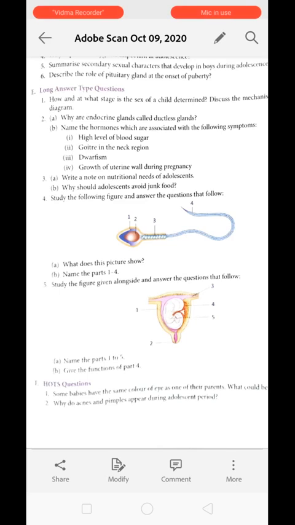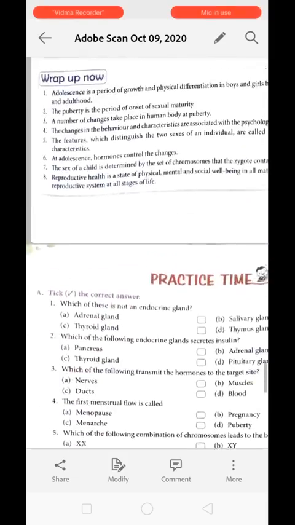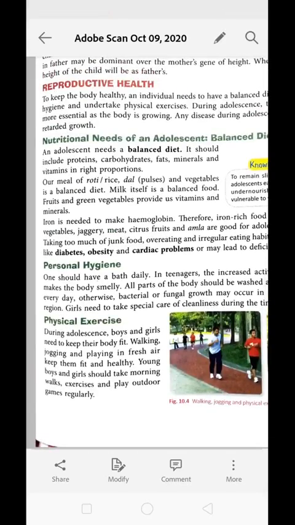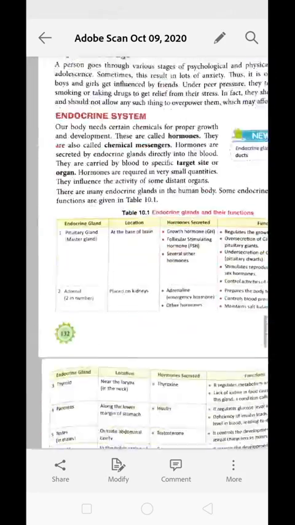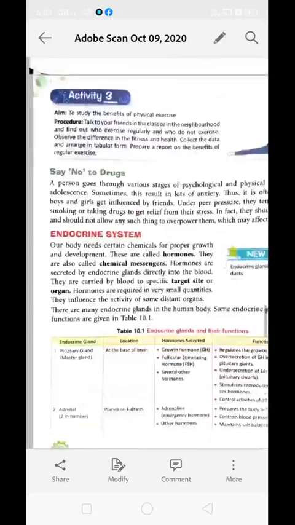Clear? Now third question. Write a note on nutrient need of adolescent. Nutrient need is given in the book. You will write it from over there. Nutritional need of adolescence, you will write the whole paragraph from here. Understood? Whole paragraph from over here.